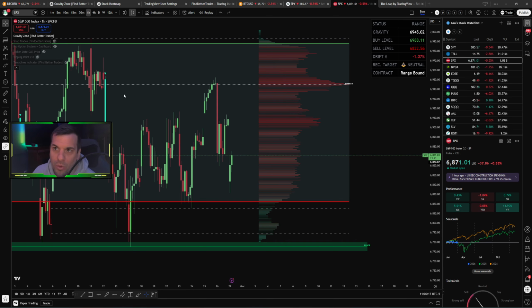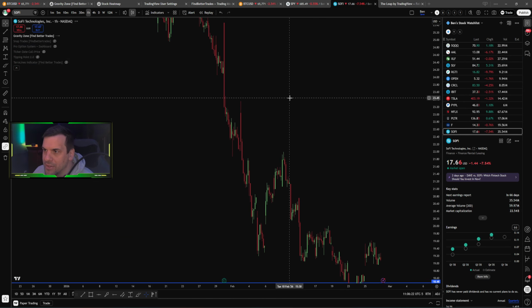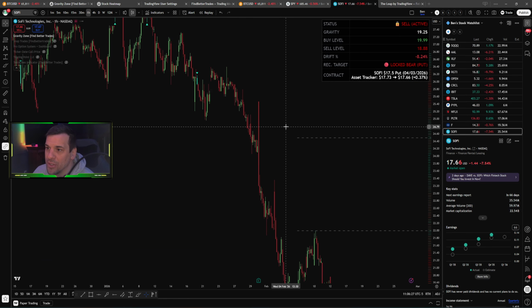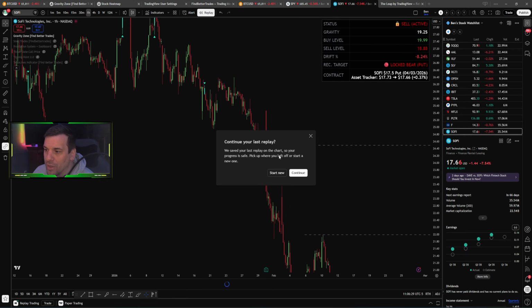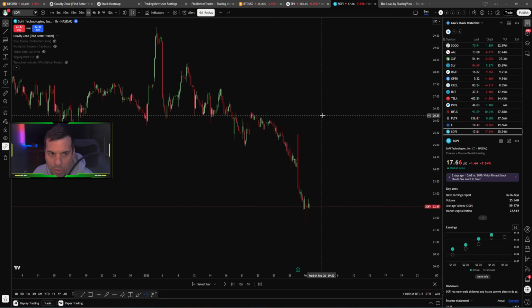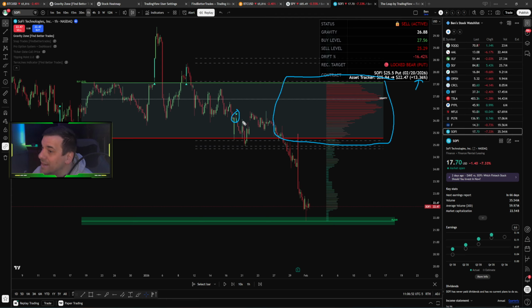There are several examples that I could show you of what happens when it breaks the gravity zone. One that comes to mind is SoFi. When SoFi broke this gravity zone all the way up here, it was a clear and distinct breakout. And look what happens when it breaks this big zone. There's actually a contract that we recommended as well. It was a put contract, and this was a 13% move. So that put contract would have been up quite nicely.